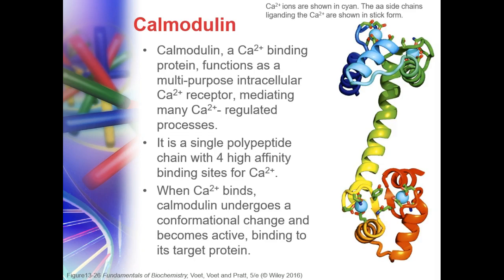So let's talk about calmodulin that was also in that picture that I showed you. This is the structure of calmodulin, and calmodulin is a calcium binding protein, and the calcium ions are shown here in cyan. So there's 1, 2, 3, 4 calcium ions, and then there are specific amino acids that ligand the calcium, and those are shown in sticks, and the rest of the molecule is shown in ribbon form. So calmodulin is a single polypeptide chain, so it's got 4 high affinity binding sites. And when calcium binds, there's a pretty large conformational change that happens to the calmodulin. So let's look at that.